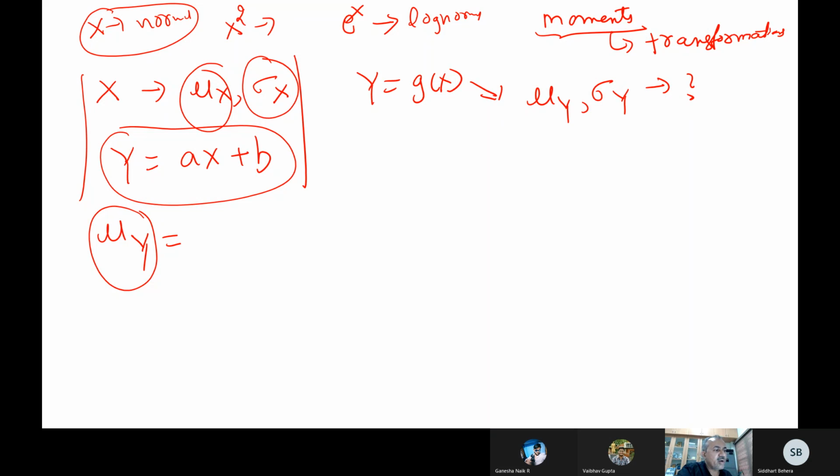So the mean value of x I know, the standard deviation of x I know. I want to calculate the mean value of y and the standard deviation of y. What is the mean value of y? If it is a linear transformation, it is a mu x plus b. It is just straightforward actually. And what will be sigma y square, the variance of y?